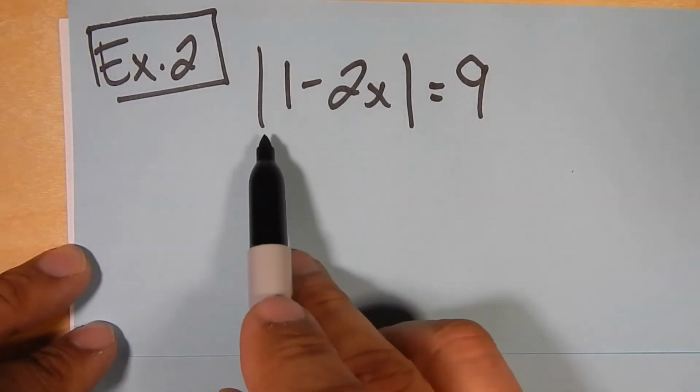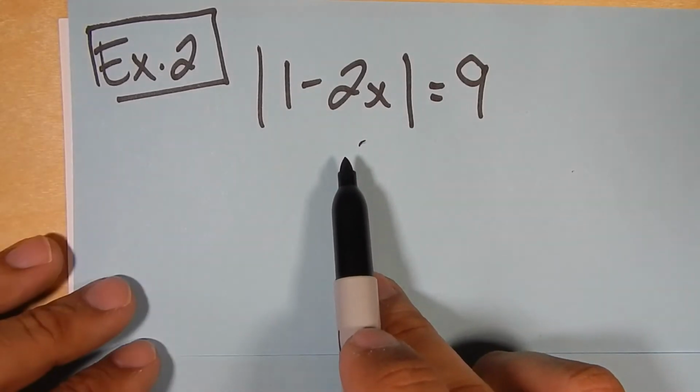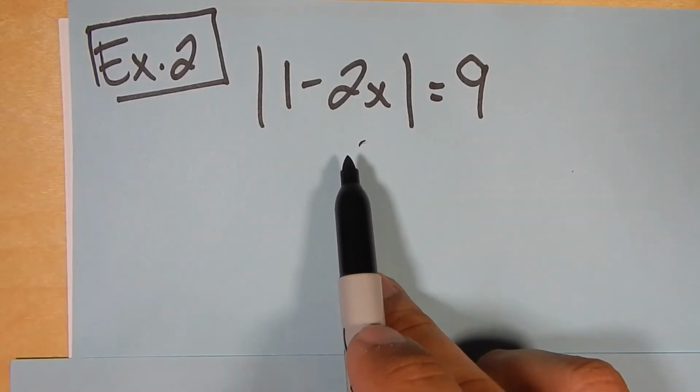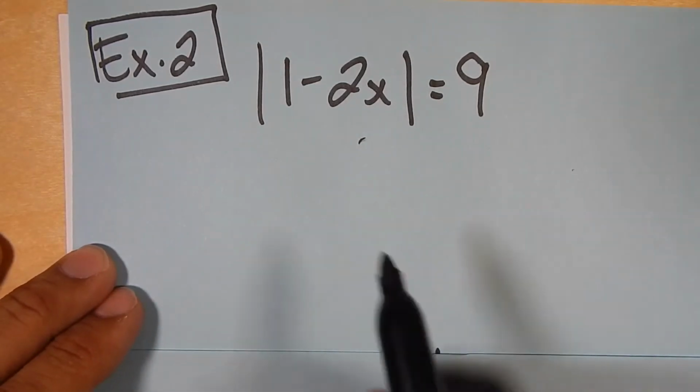So we want to get the absolute value by itself, which it already is. Again, if you hear people shouting in the background, just ignore it. Sometimes there are loud people in this house.